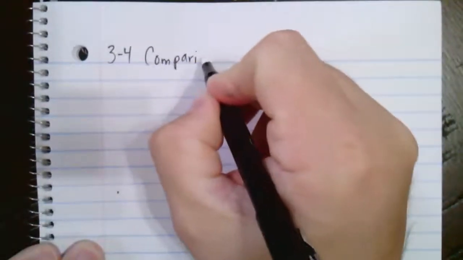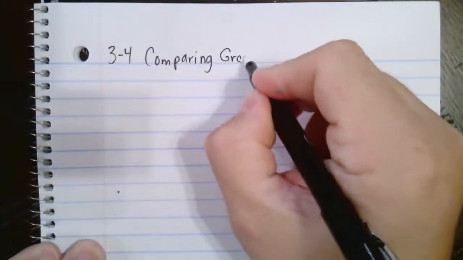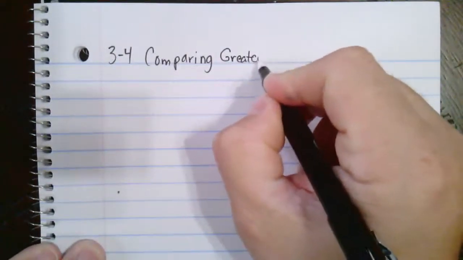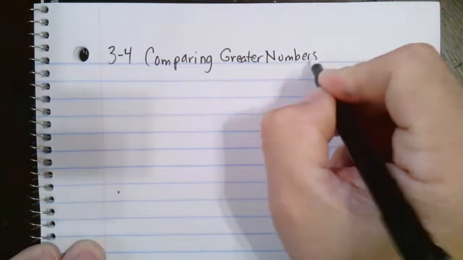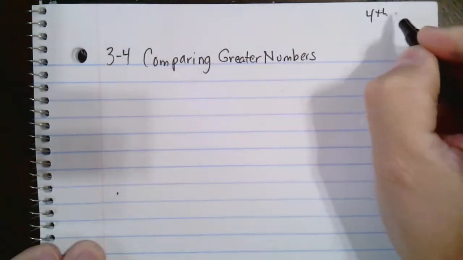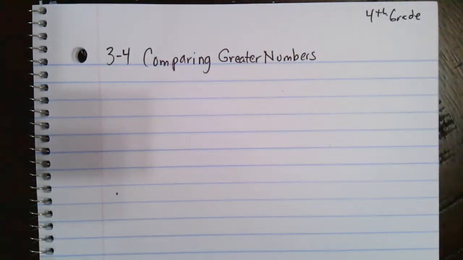Today's lesson is Chapter 3, Lesson 4, Comparing Greater Numbers. If you remember from the last lesson, we just compared numbers. Today we're looking at greater or larger numbers. We'll be looking at the same type of things that we did last time.